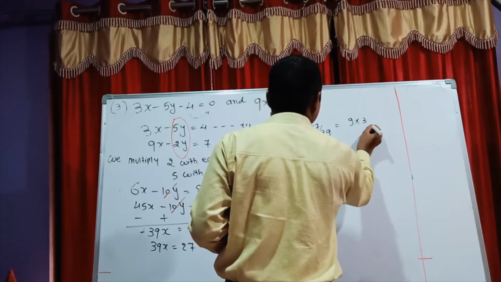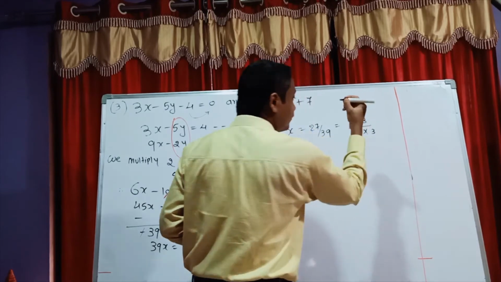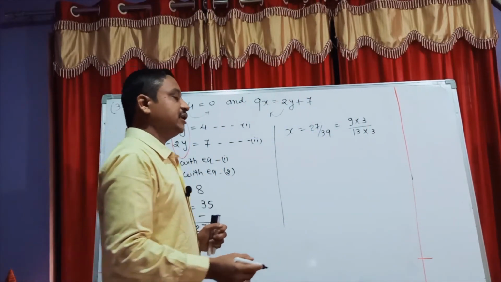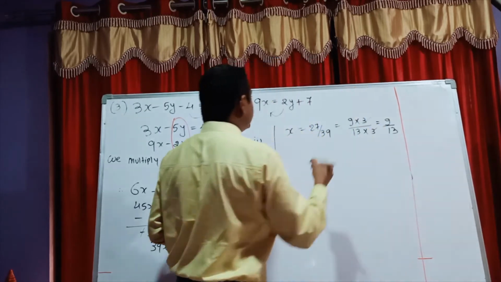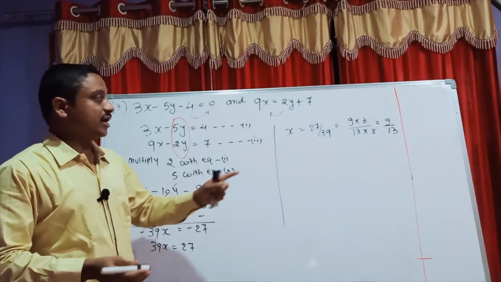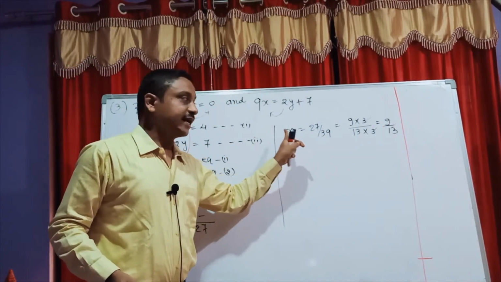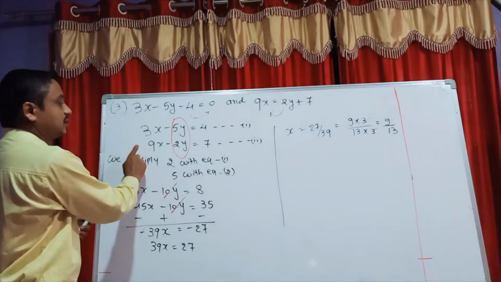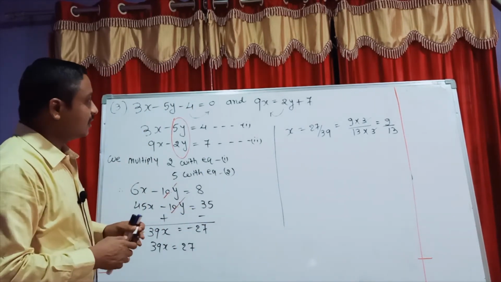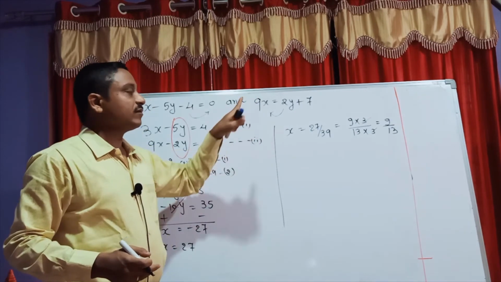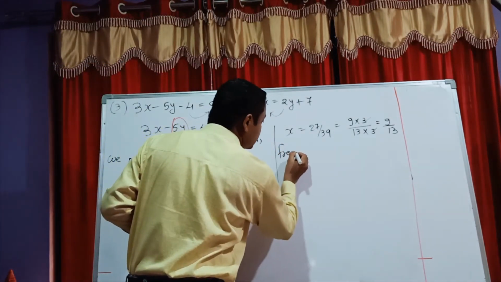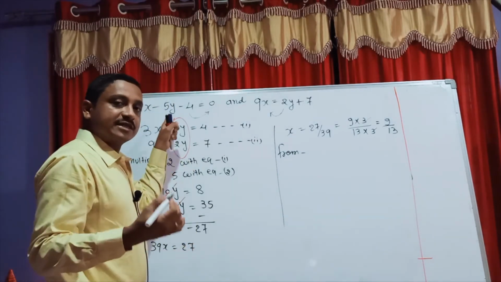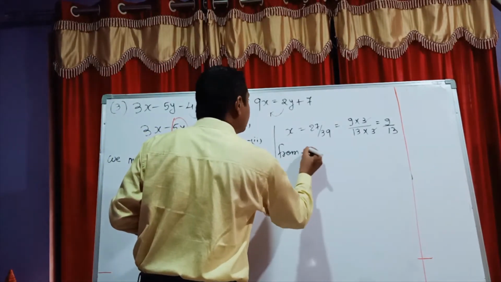And here 9 threes are 27 and here 13 threes are 39. And finally you are done. Your first answer is 9 by 13, and that's the value for x. Now this x you can apply in either the first or the second equation. I go to the second equation this time. As you like students, first also true, second also true.